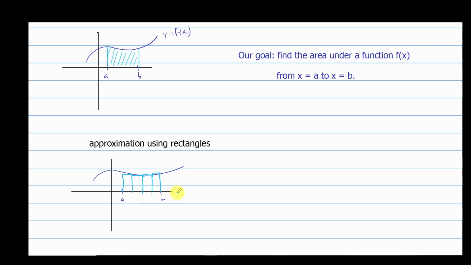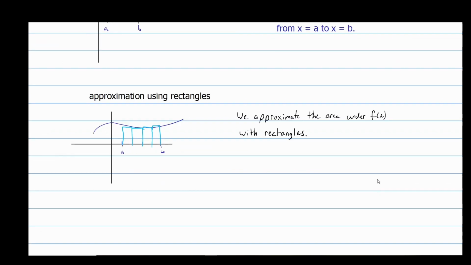You can see, even by my crude graph, that this doesn't exactly give us the area. It gives us an approximation. We're going to approximate the area under f of x with rectangles. One of the key pieces that we're going to need for this to be effective going forward is that all of these rectangles are going to be the same width.